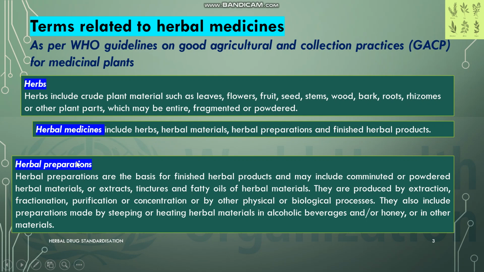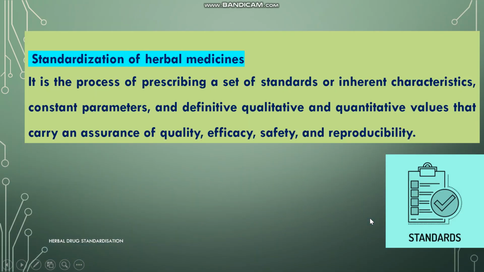Next one is the herbal preparation. Basically, herbal preparations are the finished herbal products and may include comminuted or powdered herbal materials, herbal extracts, tinctures or other herbal materials. They are obtained by processes of extraction, fractionation, purification, concentration or other physical or biological processes. They also include preparations made by steeping or heating herbal material in alcoholic beverages or honey or in other materials.